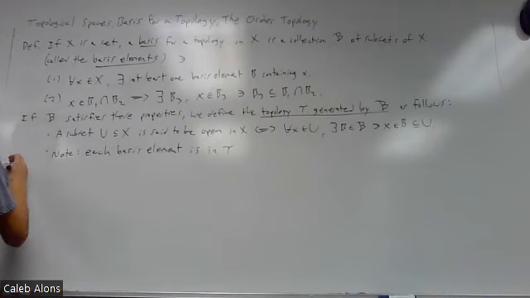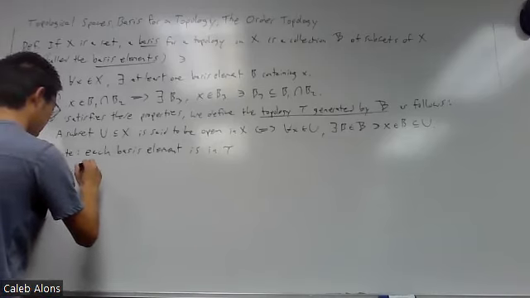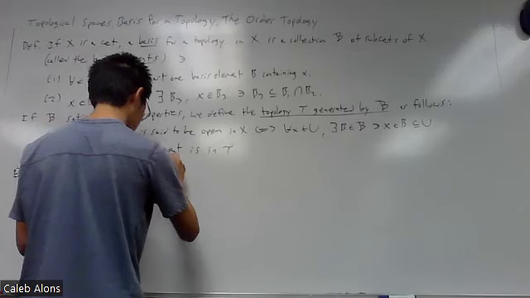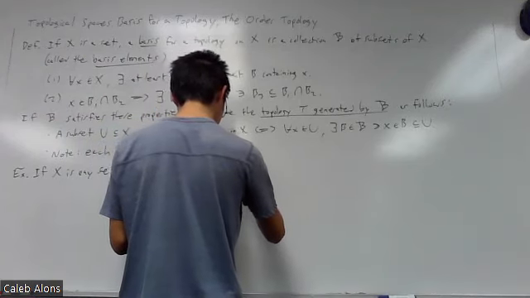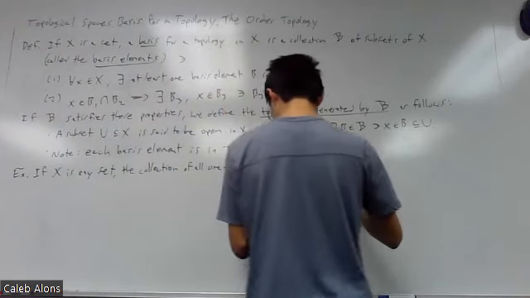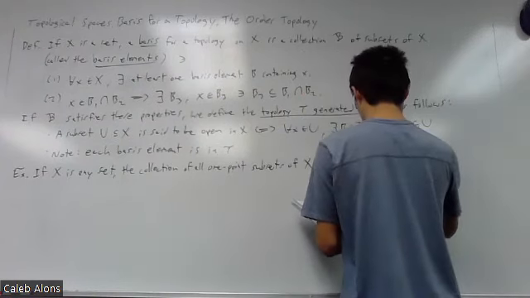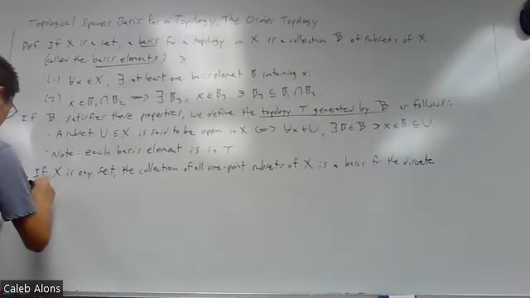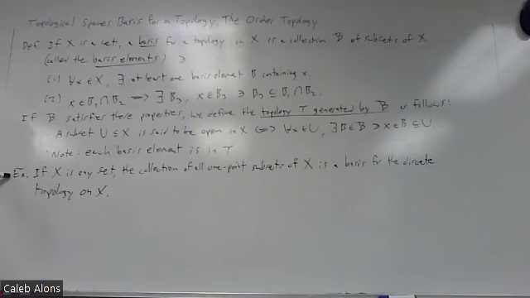So then an example of this is that if X is any set, then the collection of all one-point subsets of X is a basis for the discrete topology on X. And as soon as I read this, that's kind of how I intuited understanding the concept.